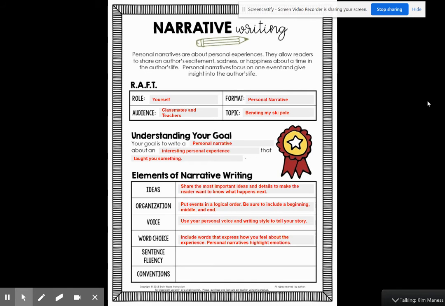Word choice, include words that express how you feel about the experience. Personal narratives highlight emotions. Sentence fluency, create style in your writing by writing original sentences in a variety of lengths. And then conventions, use correct punctuation, capitalization, spelling, and grammar so that your narrative is easy to read.